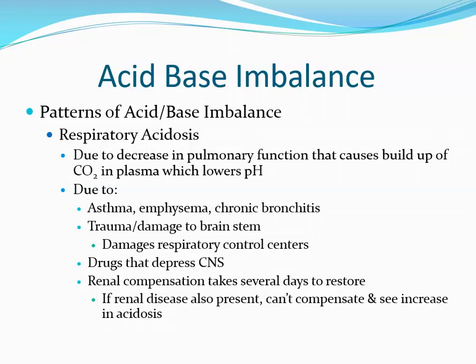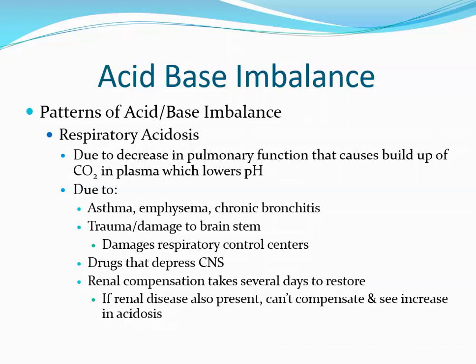Now let's look at the 4 scenarios. Respiratory acidosis. This is due to a decrease in pulmonary function that causes a buildup of CO2 in the plasma and as a result will lower the pH. This could be due to asthma, emphysema, or chronic bronchitis. It could be due to trauma or damage to the brainstem. This would have an effect on the respiratory control center.